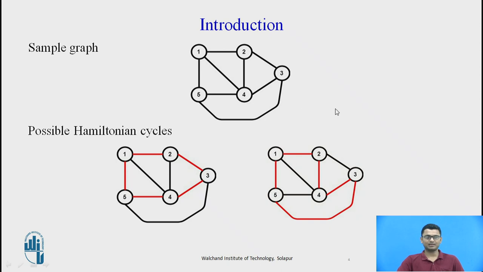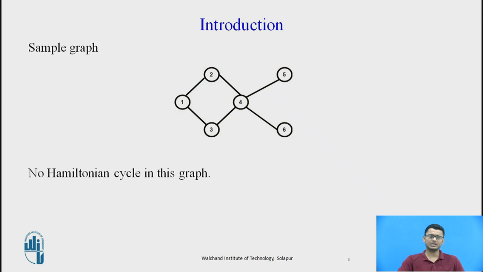So this is the sample graph. It has five nodes and connected edges. The possible Hamiltonian cycles in this graph: for example, if we start from 1, we will tour from 1 to 2, 2 to 3, 3 to 4, 4 to 5, and back from 5 to 1. So this is a possible Hamiltonian cycle in this graph. Similarly, there is another cycle where we tour from 1 to 2, 2 to 4, 4 to 3, 3 to 5, and back from 5 to 1. So these are two of the possible Hamiltonian cycles in the sample graph.